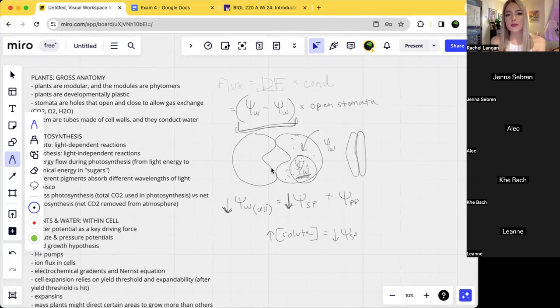So yeah, increased turgor pressure is going to cause open stomata. Decreased turgor pressure will cause closed stomata, and that's regulated by regulating the amount of solutes inside the cell. And then the effect of closing the stomata that you should know about is CO2 concentrations inside the plant will decrease, O2 concentrations will increase, and transpiration will decrease.